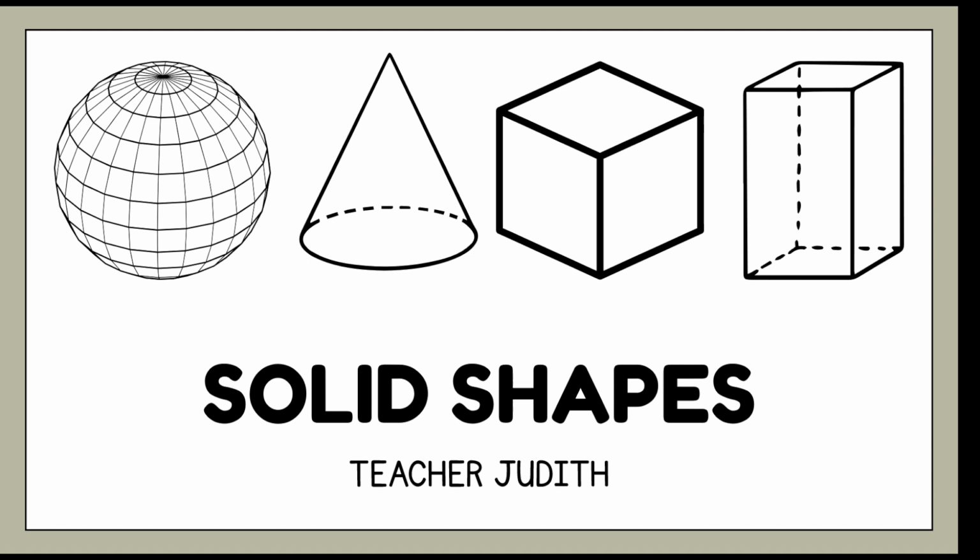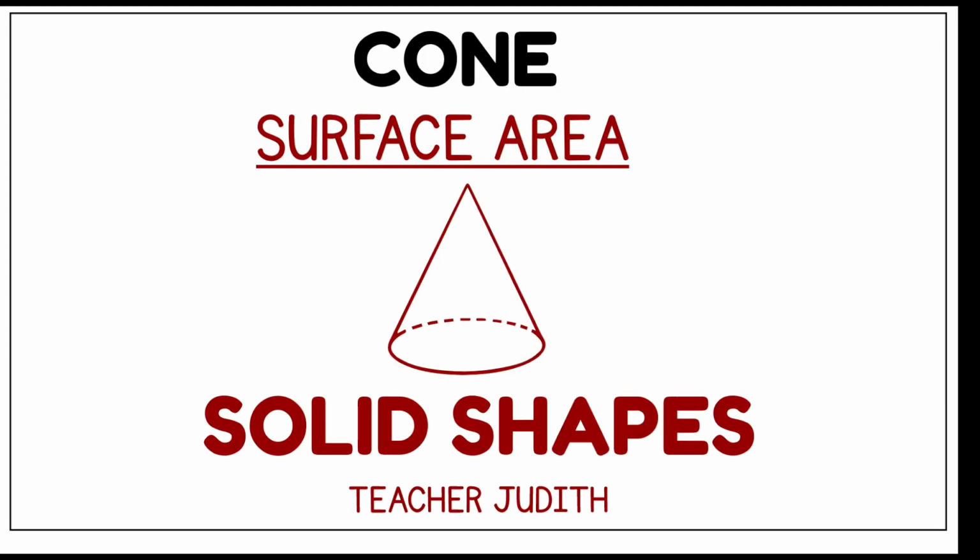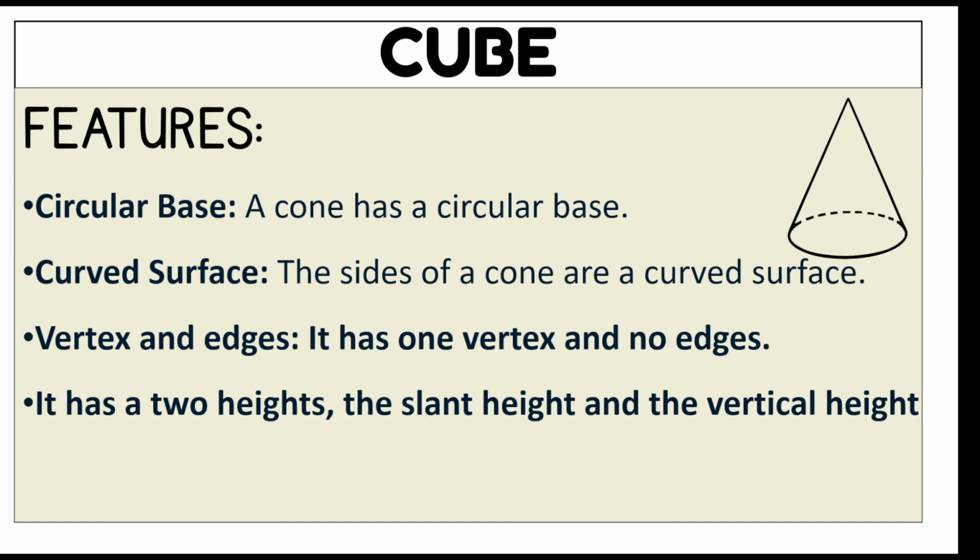We're still on solid shapes, but this time we are looking at the shape cone. But before we start, let's look at the important features of a cone. A cone has a circular base, it has a curved surface, it has one vertex and no edges. Then a cone has two heights, the slant height and the vertical height.